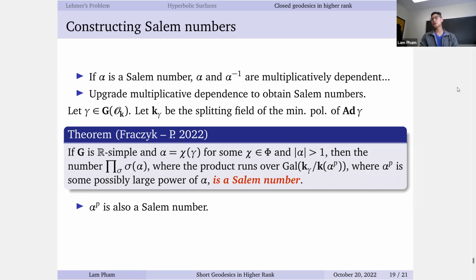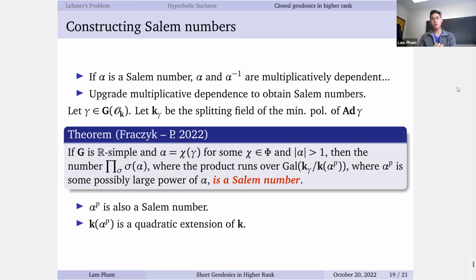So for instance, you could think of it as... I don't know how else to think of it. Some large power is a Salem number. But actually, the interesting fact is that when you take the extension over K, this only gives you a quadratic extension, regardless of how large this power is.